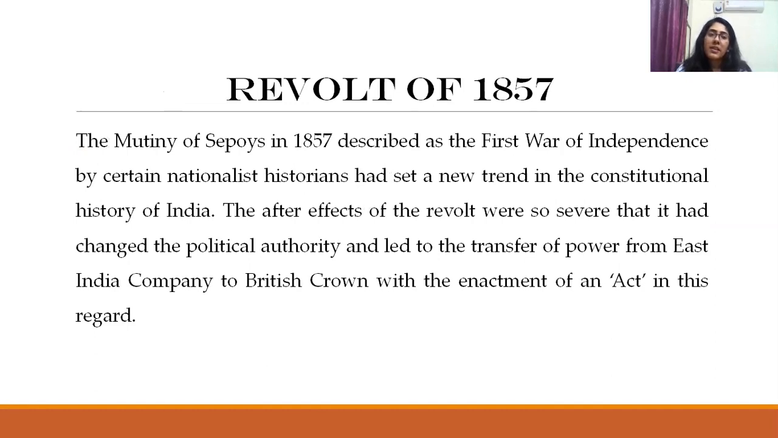Now, Revolt of 1857. Now, Revolt of 1857 is famously known as Sepoy Mutiny. Sepoy Mutiny was considered as one of the first wars of independence by certain nationalist historians who had set a new trend in the constitutional history of India. So the after effects of the revolt were very severe, that it had changed the political authority and led to the transfer of power from East India Company to the British Crown with the enactment of an act in this regard. The revolt was so powerful that the power was shifted from the East India Company to the British Crown. So major decisions were taken by the British Crown and not the East India Company.